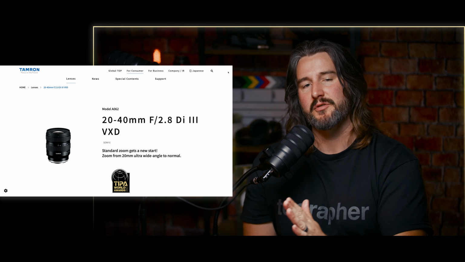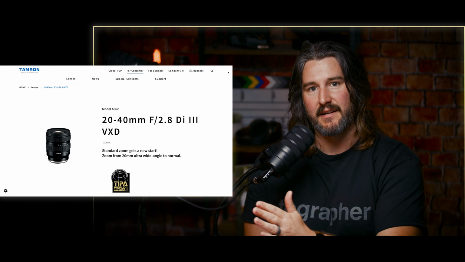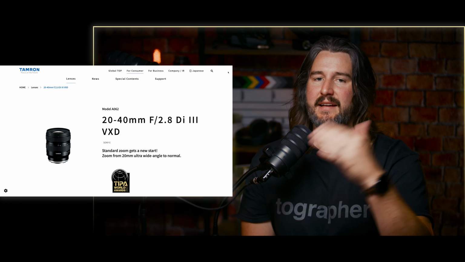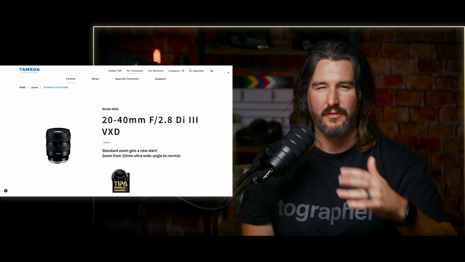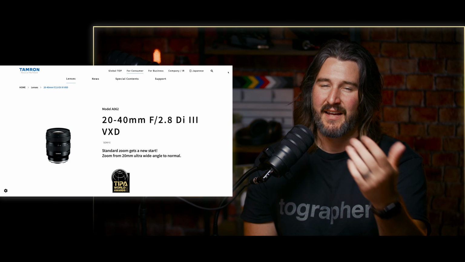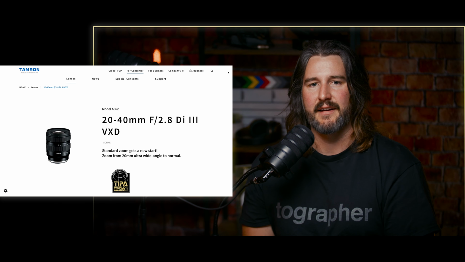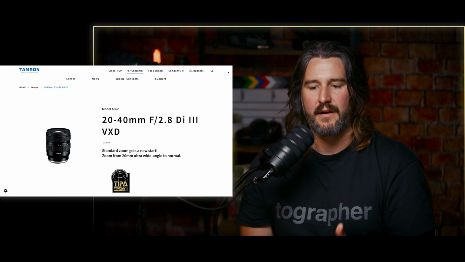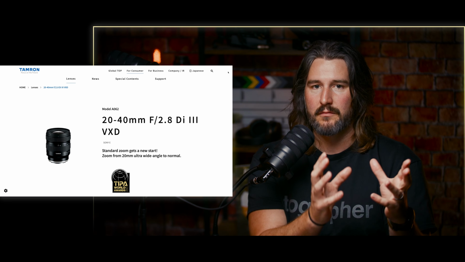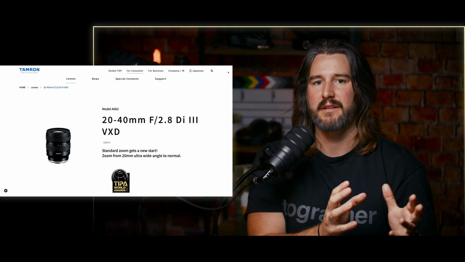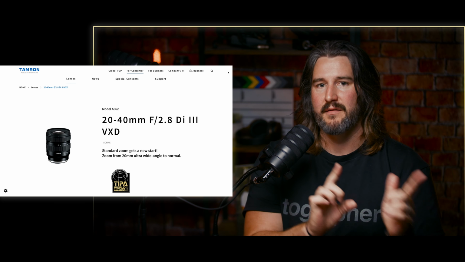And as you get closer to the longer end on the 40 side, the difference between 38 and 40 is not as significant as 20 and 22. I hope that makes sense. It's a lot of numbers, some math, some optics in there, but hopefully you understand the point. Paying attention to the focal ranges is actually, I think, more important than the aperture.